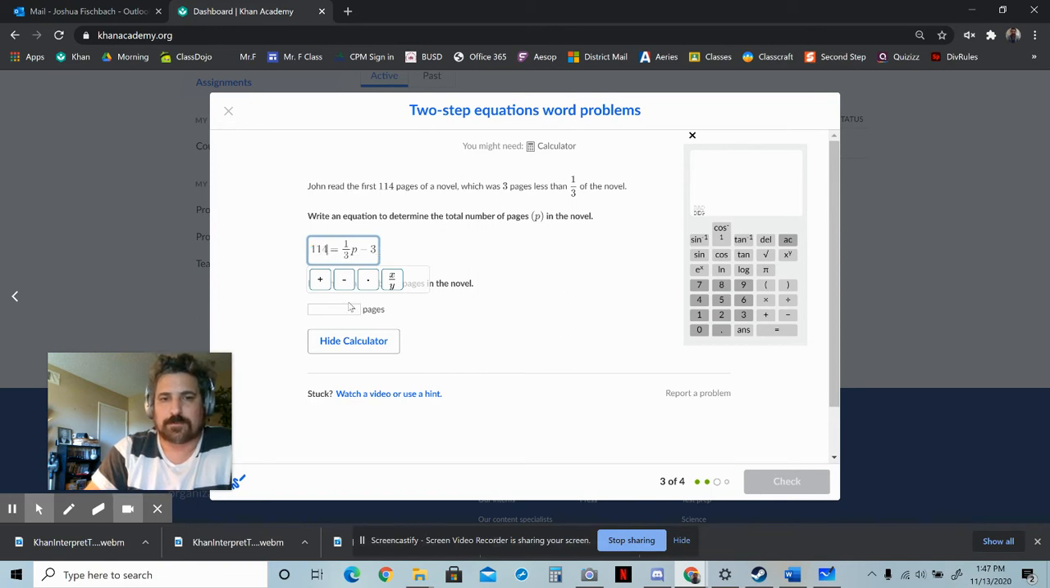That gets a 0 pair. So you get 117, right? And then you're going to undo times by 1/3 by dividing by 1/3, which is the same as timesing by 3. So let's times it by 3. And there you go, 351.